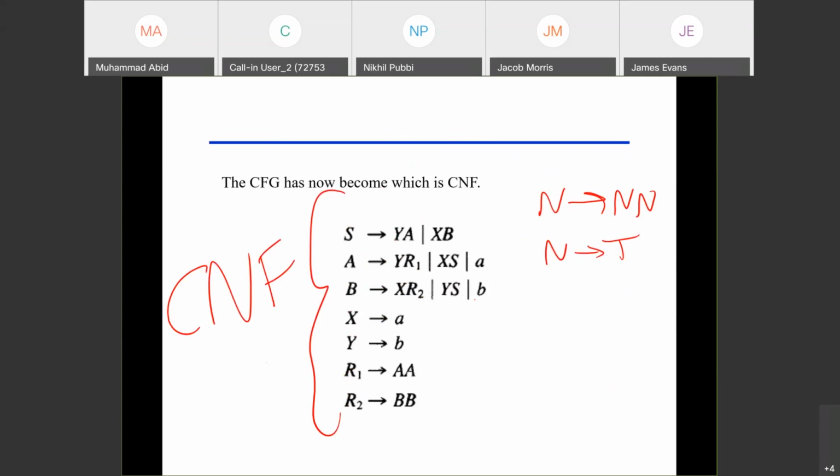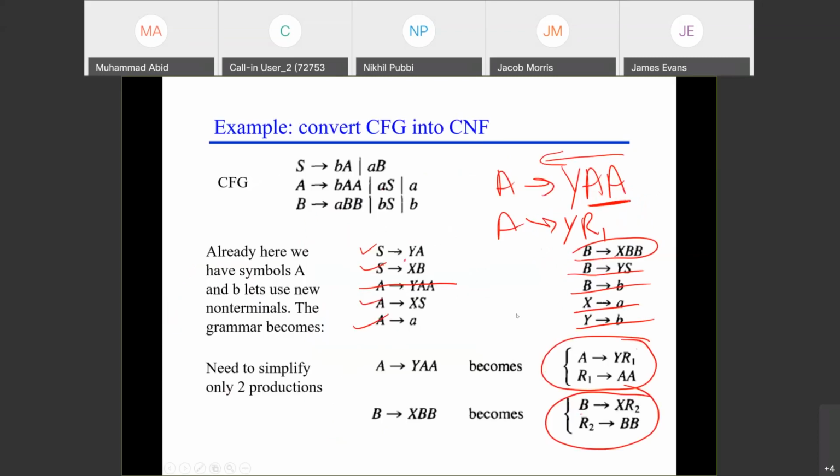Okay, so I hope you guys understood. I can write here that these are in this format: either two non-terminals or just one terminal. Any question here, guys? So what mistake will you make? Let's say I have A, Y, A. Do not start making two pairs of this and two pairs of this. This is not good. Always start reading from right to left.